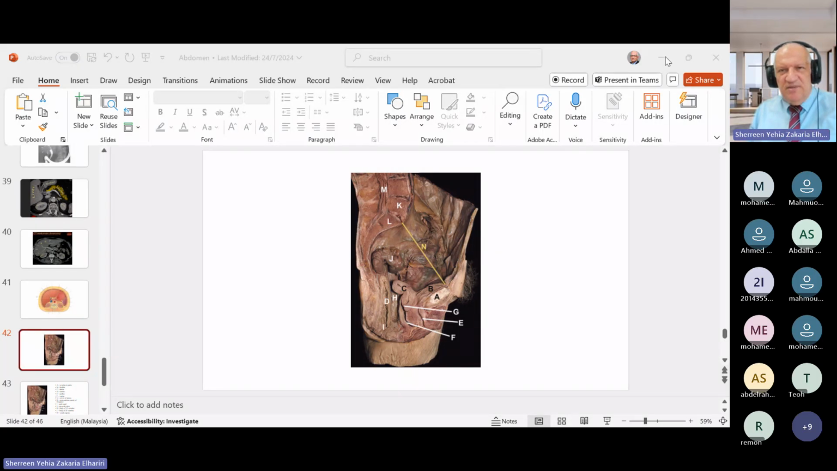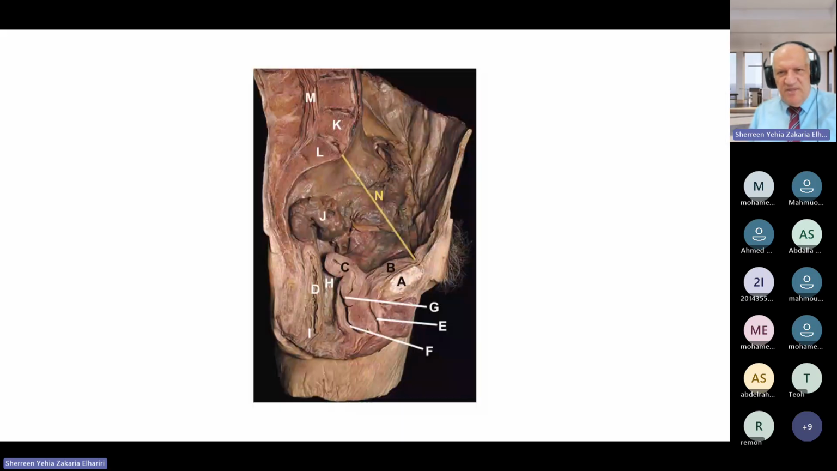Okay, Dr. Muhammad. I'll make it bigger. Just tell me, start from A. You see the picture. Of course, it is the lateral view or sagittal section of the pelvis of the female patient. Okay, started by A. A is the symphysis pubis. Yes, correct.